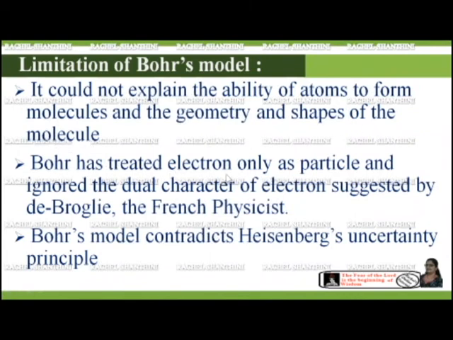Bohr has treated the electron only as a particle and ignored the dual character of the electron suggested by de Broglie, the French physicist. According to Heisenberg's uncertainty principle, it is impossible to determine simultaneously the momentum and the exact position of a small moving particle like an electron. Bohr postulates that the electron moves in well-defined orbits around the nucleus. In this way, Bohr's model contradicts Heisenberg's uncertainty principle.